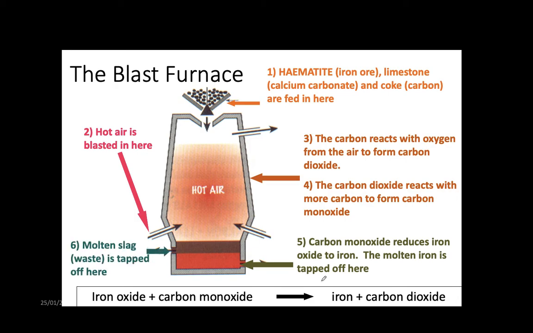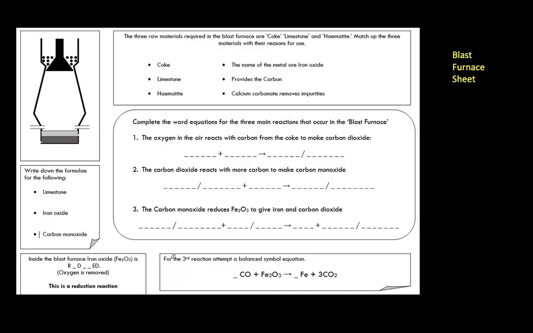Your molten slag or waste is tapped off here. So iron goes from the bottom, taken off to be used, and slag or waste is tapped off here. Okay, so what you should now be doing is you should complete your blast furnace sheet for your notes.